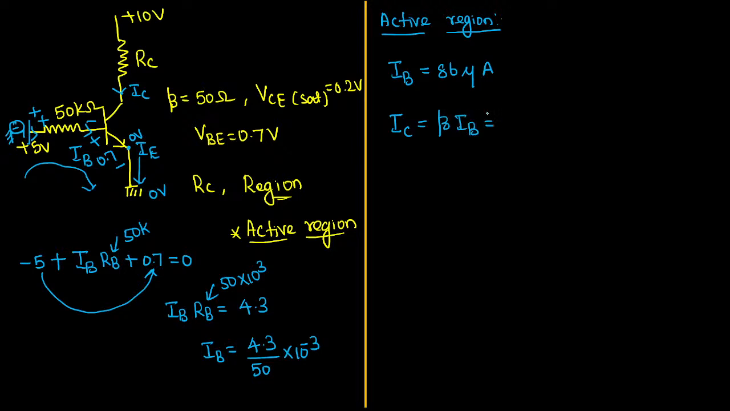Yes, sir. What is the value of beta? Beta is given as 50. What is the value of IB? 86 microampere. Micro means 10 power minus 6. Then what is the value? It is 5 times 8, it will be 4000 plus 300. Yes, it will be 4300 into 10 power minus 6, or we can say it will be 4.3 milliampere. Yes, we found the value of collector current IC also.